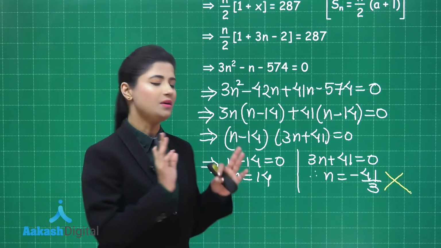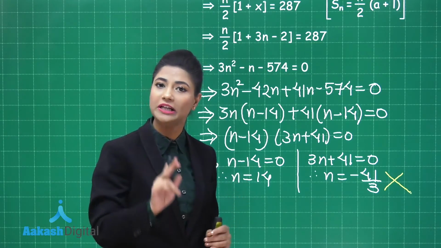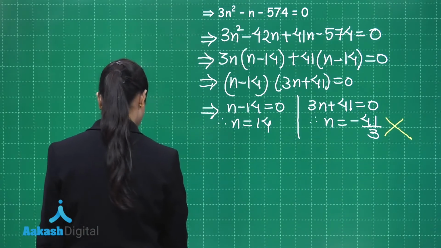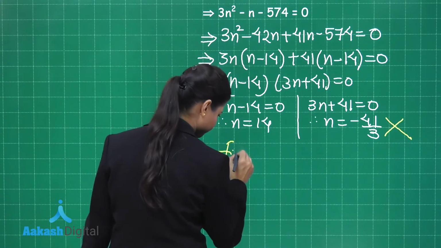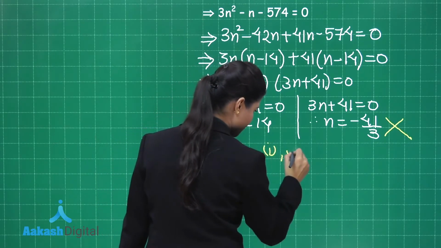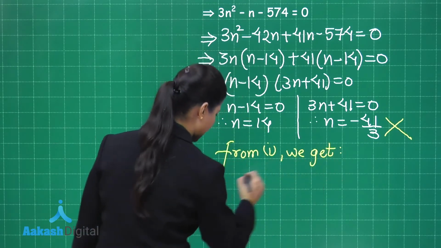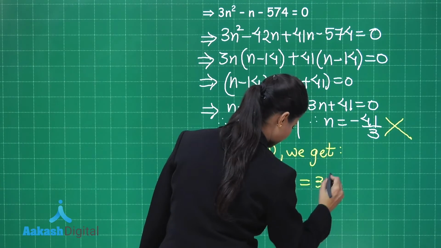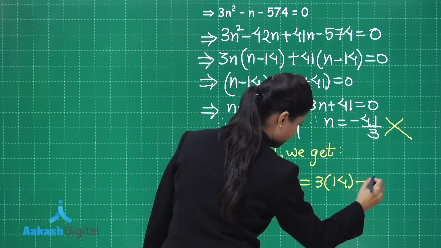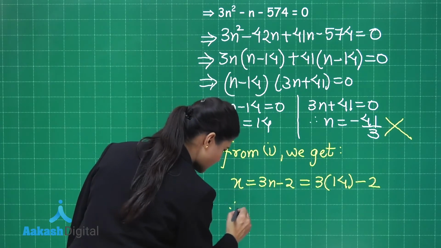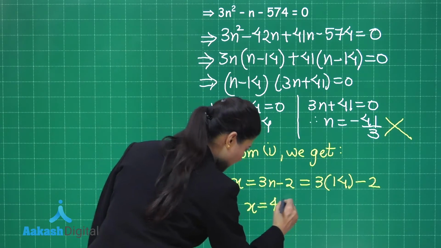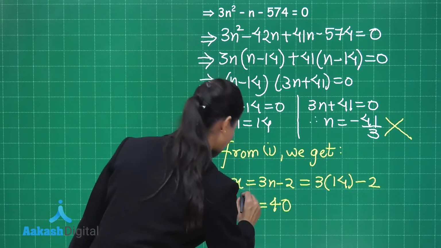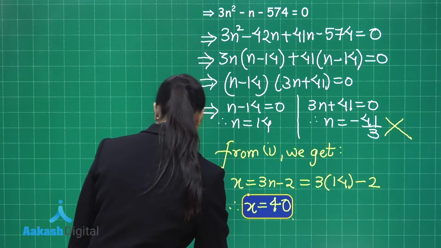But in this question, we don't need to obtain the value of n, we need to obtain the value of x. So this question doesn't end here. Next you need to obtain the value of x. So you could write here from equation 1, x is equal to 3n minus 2. Now substitute here n as 14. So you will get 42 minus 2, resulting in the value of x as 40. So here we get the required answer for this question. So we have obtained the value of x, which is coming out as 40. So this is the required answer for this question.